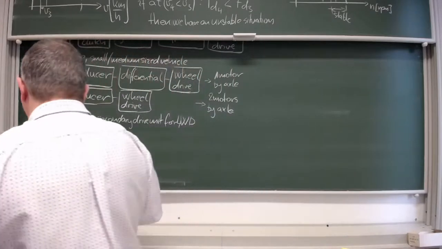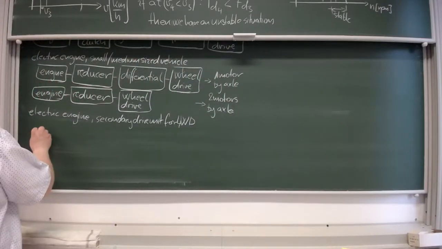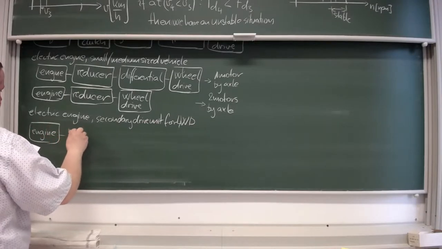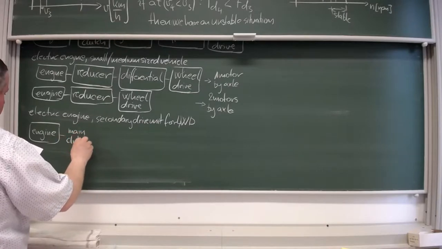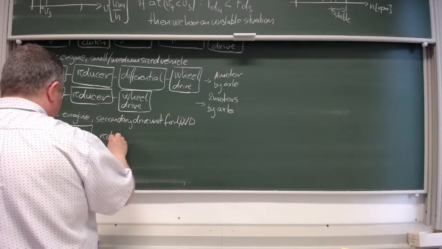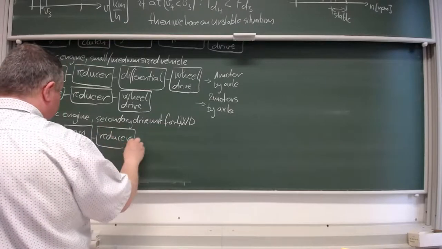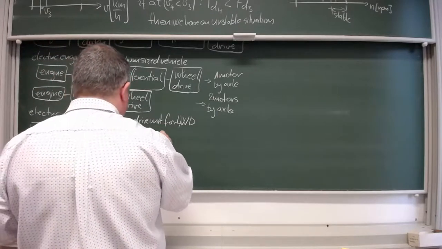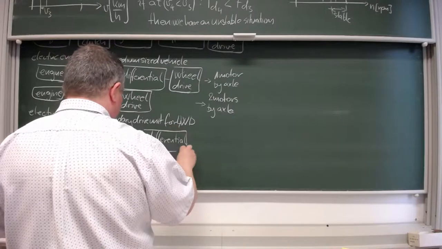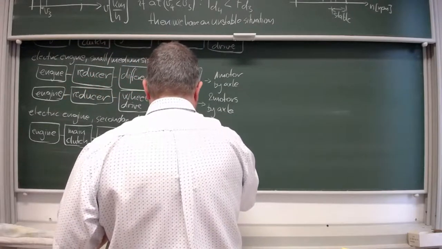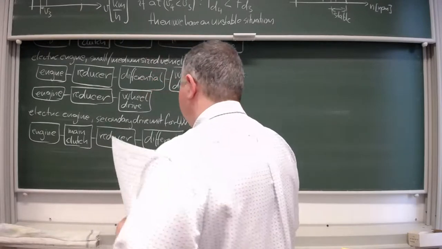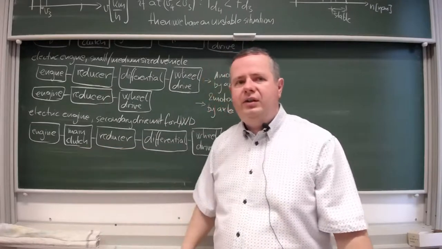In this case, for sure, you get the electric engine. And also you get a main clutch. Plus reducer. Plus differential. Plus the wheel drive. So here, in this case, you do have a main clutch with the electric engine.